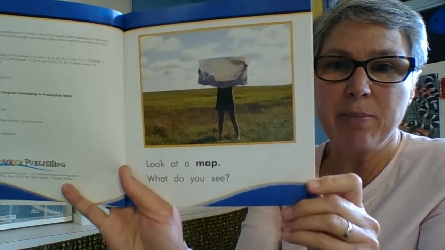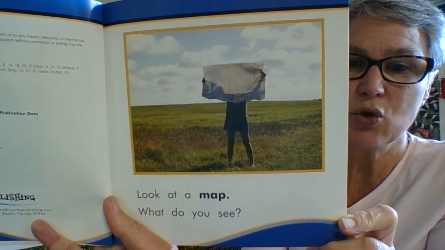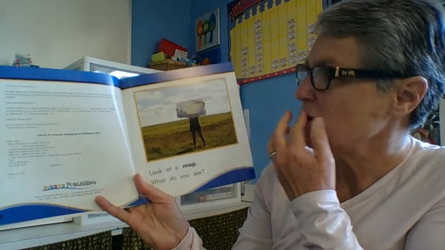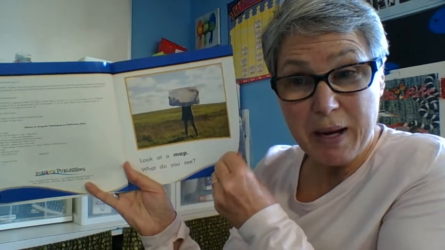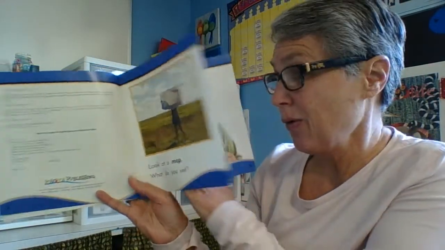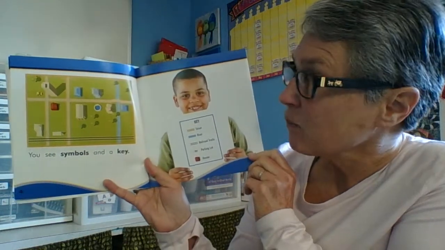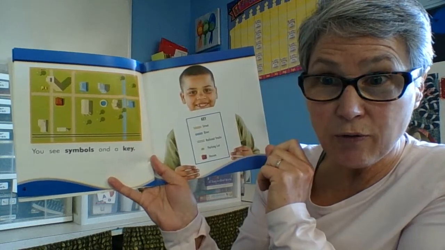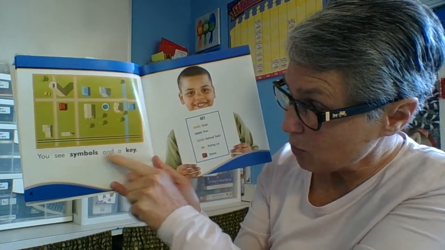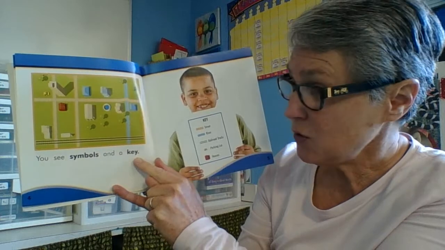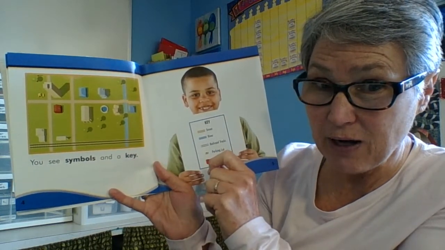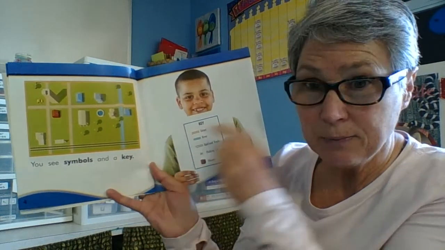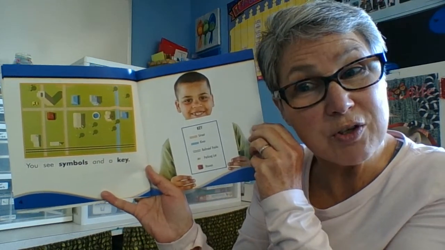Look at a map. What do you see? I guess it would depend on what kind of map it was to figure out what would be on there. You see symbols and a key. Hold the phone. Symbols is bolded, and so is key. So, I know where I can find out what those words mean. Symbols and key. I'm going to go look in the glossary.